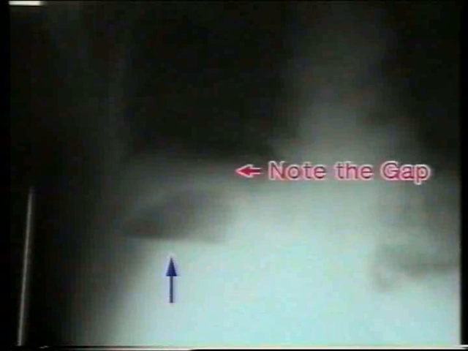Now note this fluid level on the right side of the abdomen shown by the vertical blue arrow. It is in the liver tissue. Note the gap between the diaphragm and the air. It is away from the diaphragm, so it cannot be a subphrenic abscess. This is a fluid level in an amoebic liver abscess.